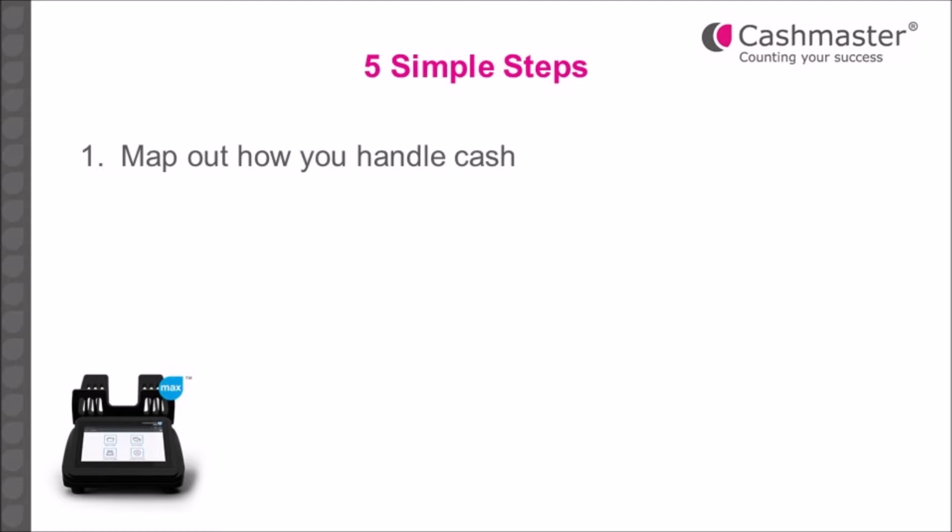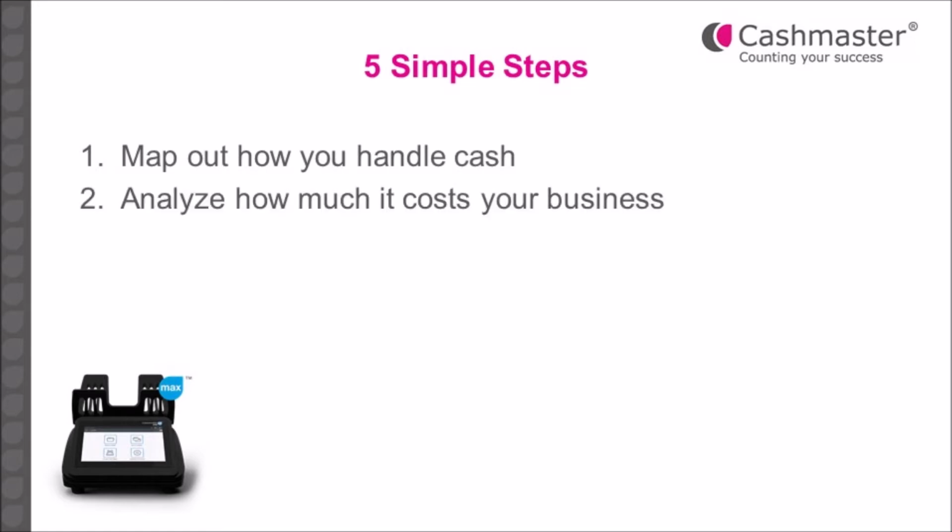Number 1, map out how you handle cash in your organization. So you want to document your process from start to finish, everything that is done during the day. When you actually understand your current process, that's when you can create a foundation to build upon. Step 2, determine the cost impact your current process is having on your business. So we often find that this is a light bulb moment for customers with where your money is actually going, where it's being spent, where it's being used. Step 3, pinpoint risk and waste.